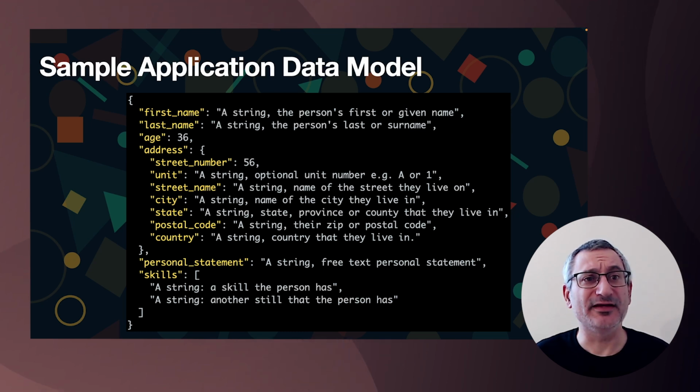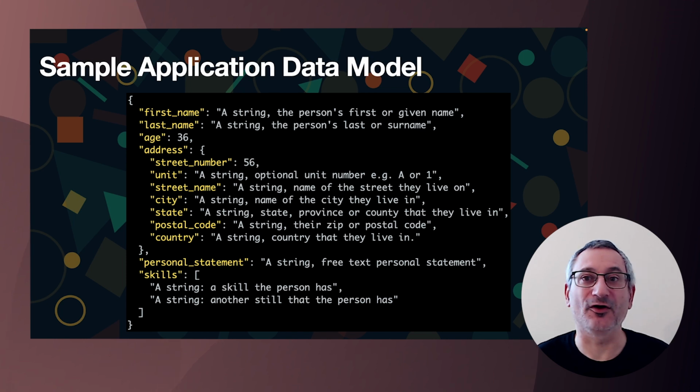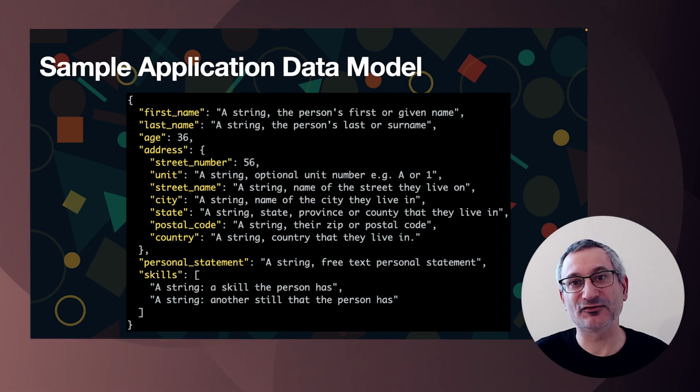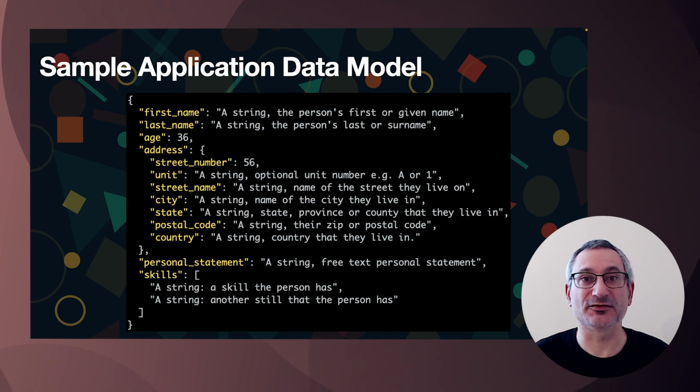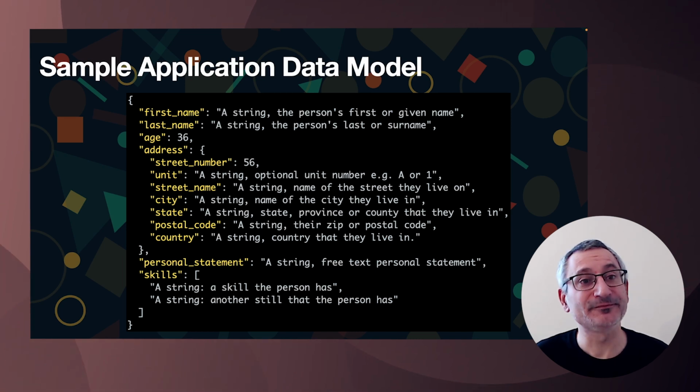And then we've got some information about the person, so their first and last names, ages, appropriate data types, so the age is an integer and names are strings. And then we've got a personal statement, which is a sort of free-form text statement. I'm going to use that to demonstrate some of the full text search capabilities of Redis Stack.